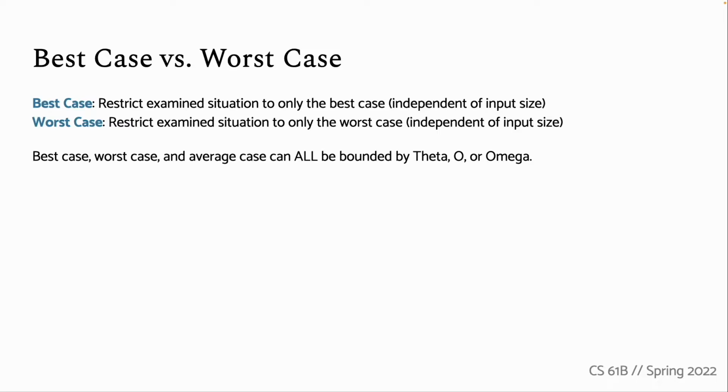Now, best case, worst case, and average case can all be bounded by theta, O, or omega. This is important because they are similar concepts, but you shouldn't get those two confused. One key difference is that O and omega are not necessarily tight bounds, so O is not the tightest best case bound, but when you say best case, usually you want a tight bound. Same with the worst case.